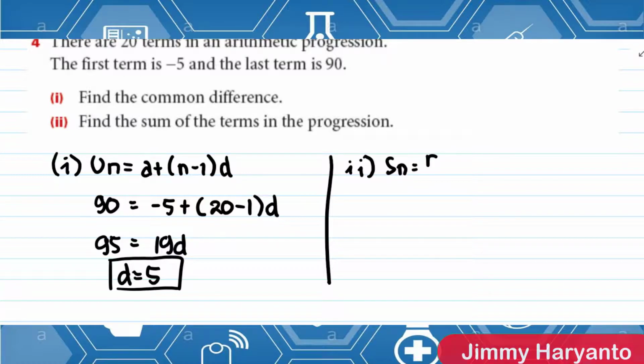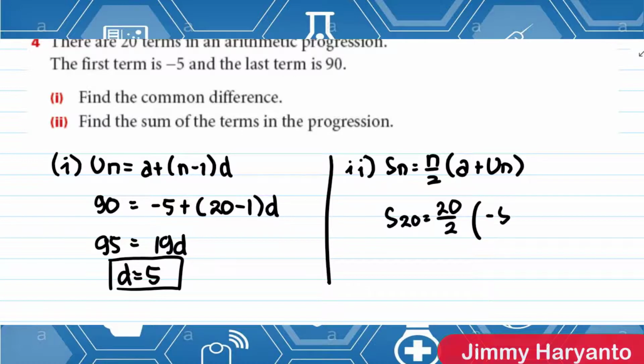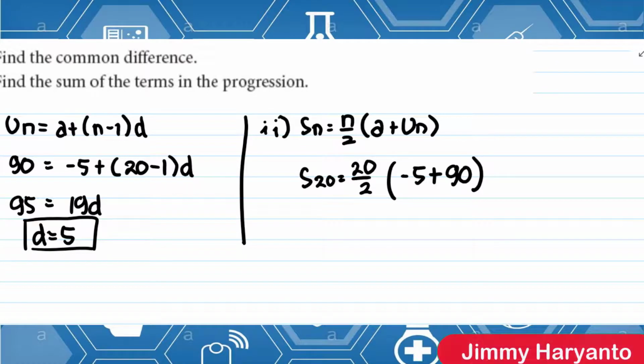And then the second one, the sum. Sn equals n over 2 times (a plus un). We can use this formula. S20, the first 20 terms, is 20 over 2, and then a, which is -5, plus un, which is 90, the last term. So the result will be 85 times 10, which is 850. So the sum is 850.